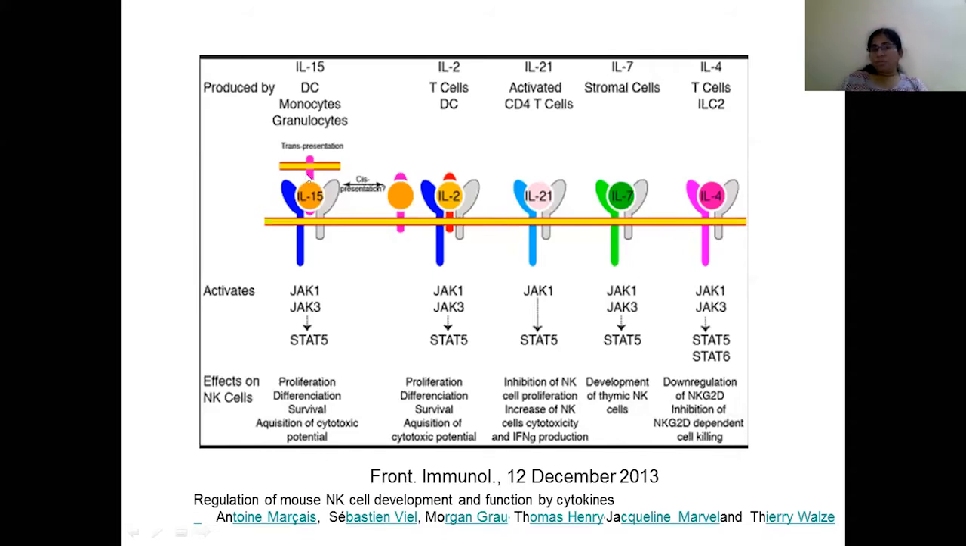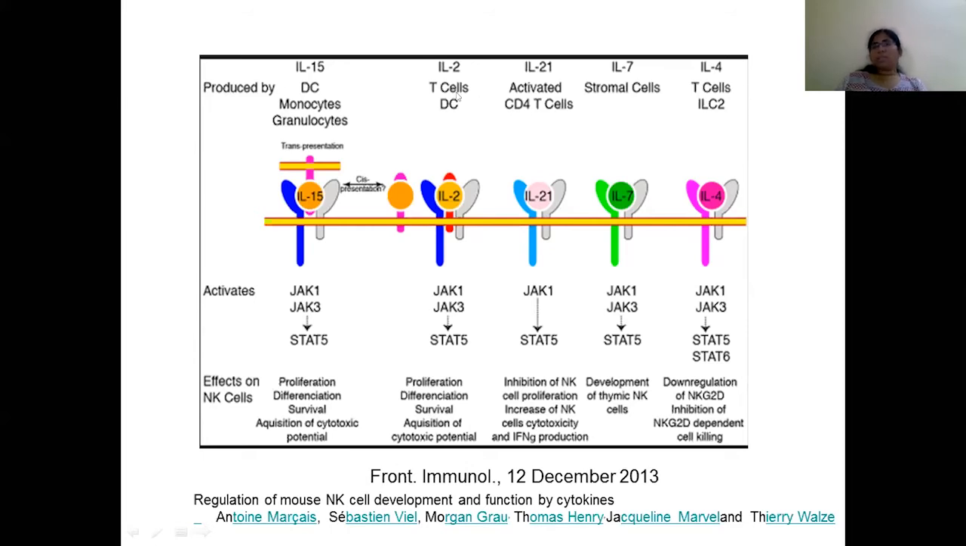Along with interleukin 15, we also require interleukin 2, which is produced by the T cells, especially the T helper cells, as well as dendritic cells. Then we also require interleukin 21, which is produced by activated T cells. We require interleukin 7, which is produced by the stromal cells or the nurse cells, and we require interleukin 4.